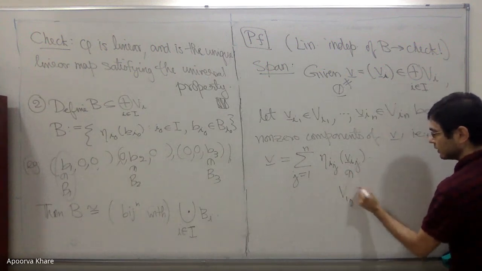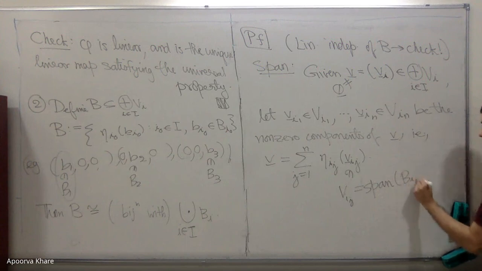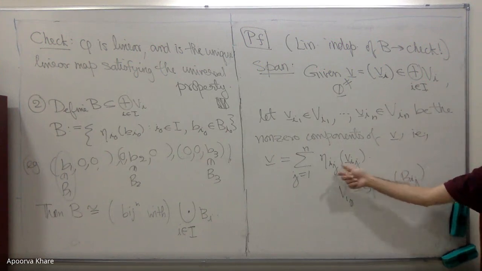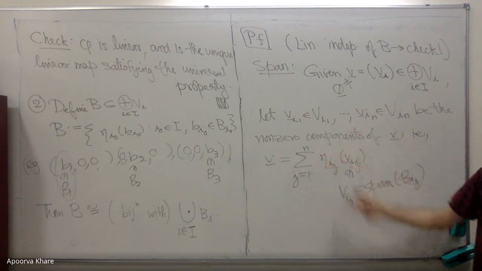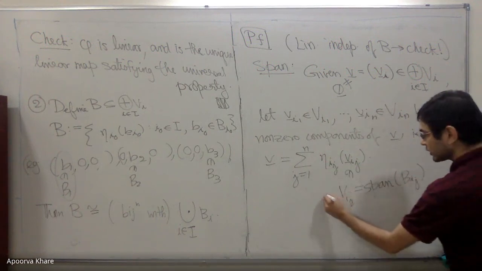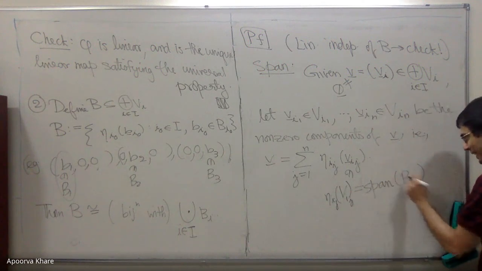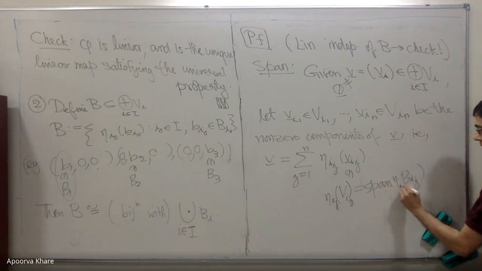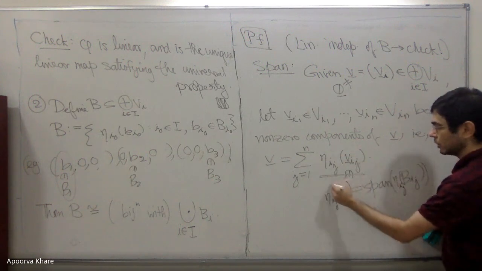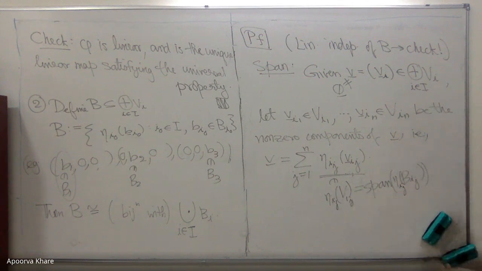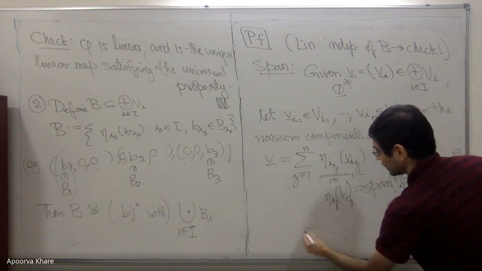v_{ij} is in V_{ij}, which is the span of its basis. And so you get a finite linear combination in each summand. Each of these is a finite linear combination, and therefore overall v is a finite linear combination as well. Rather, what I should say is eta_{ij} of v is in the span of eta_{ij} of the basis, because eta is linear. Now each of these belongs to the span of this subset, which is contained in the span of B, since this is just part of the basis set B. The span of a subset is of course contained in the span of the set, so the whole thing is contained in the span of B, because everything is a finite sum.